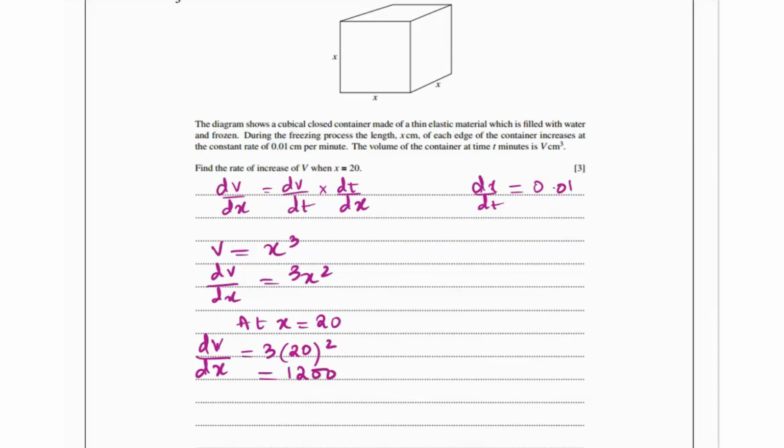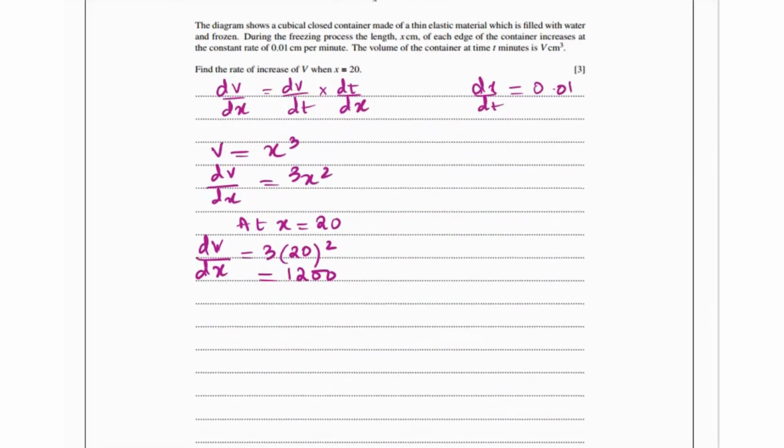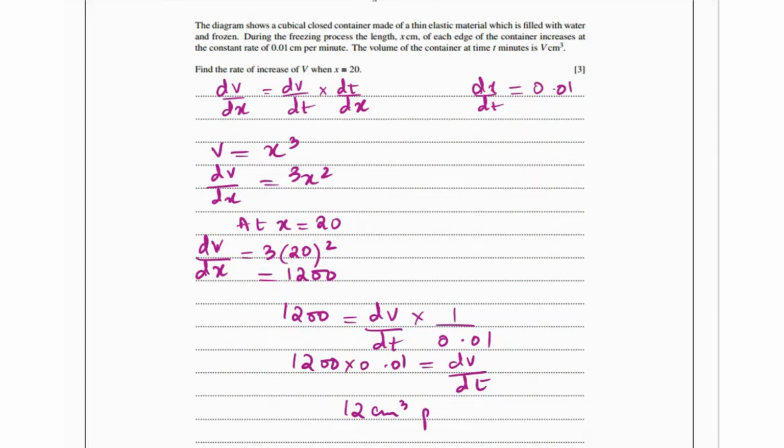So to find dV by dt, 1200 times 0.01 is going to give us 12 centimeter cube per minute. That is the rate at which the volume is increasing when x is 20.